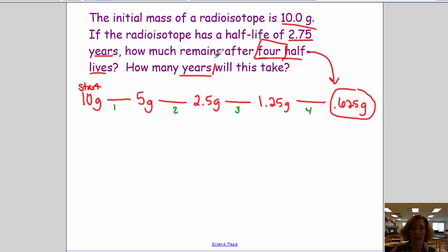And then it asks how many years will this take? Well, each one of these half-lives here is equal to 2.75 years. So if we have 4 half-lives, we multiply that by 4. And I'm sorry, I don't have a calculator. Let me grab it real quick. So 2.75 times 4, that gives me 11 years.